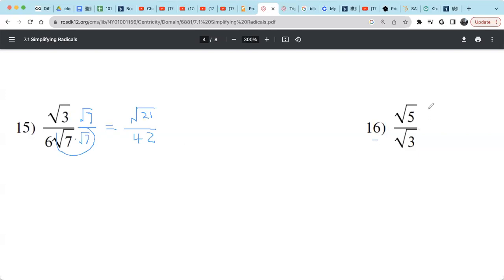For 16, you probably know we need to multiply by square root of 3 divided by itself. Square root of 3 times square root of 3 just becomes 3. And the numerator is square root of 5 times square root of 3, two prime numbers. Again, we just multiply them under the square root sign. The denominator is just 3, so the answer is 1/3 of square root of 15.